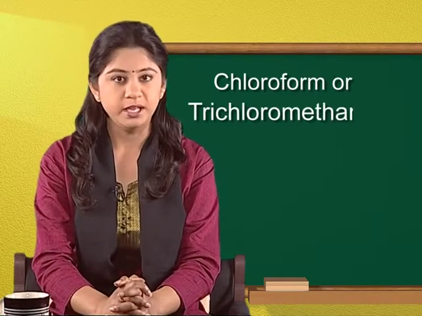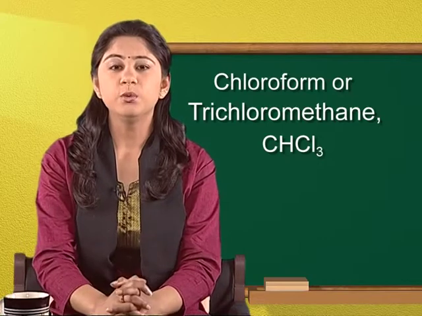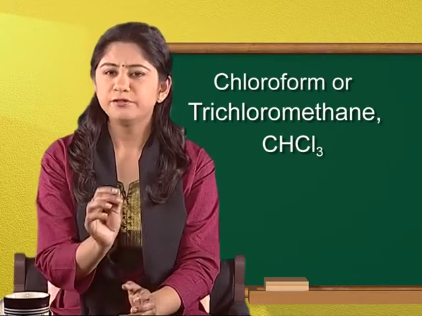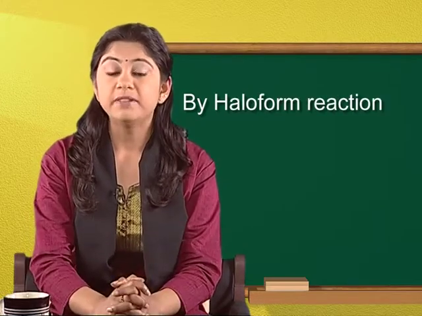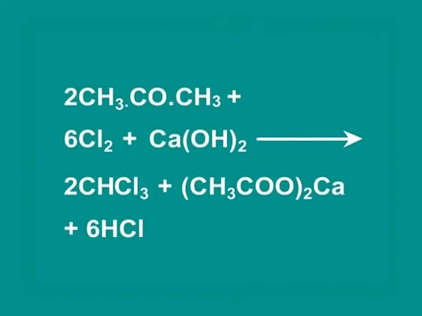Let us discuss the preparation of chloroform or trichloromethane, that is CHCl3. Let us begin with the preparation. The first method is by haloform reaction. It is prepared by the action of alkali and chlorine on ethyl alcohol. It can also be prepared by action of alkali and chlorine on acetone.